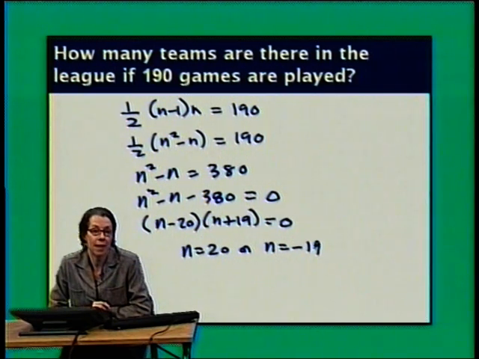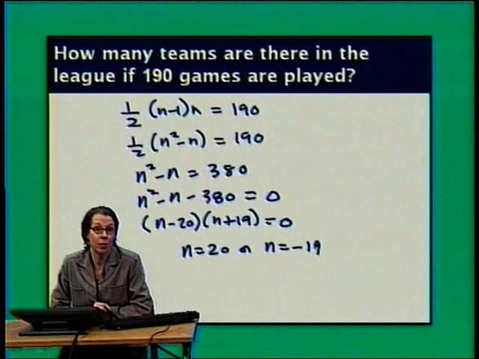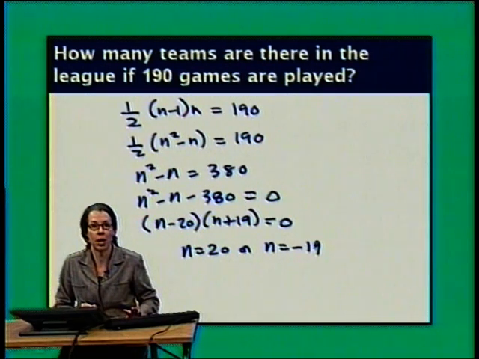But in this case, n represents the number of teams in the league, so I can't possibly have negative 19 teams playing in the league. Well, what if I have 20? Let's check.